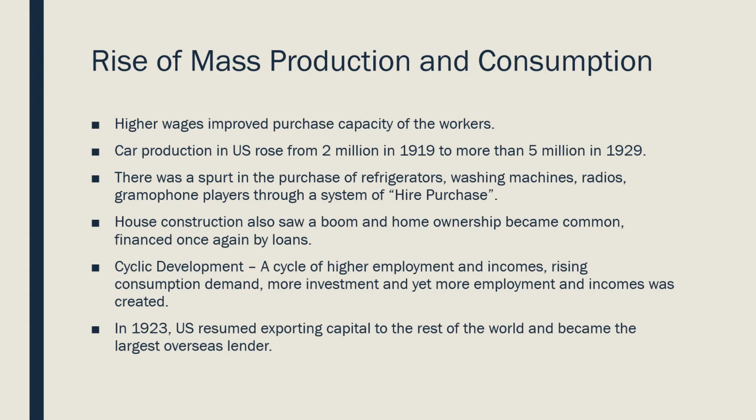Higher wages offered by Henry Ford improved the purchase capacity of the workers. We see here that car production in the US between 1919 and 1929 more than doubled. So in the US, car production rose from 2 million in 1919 to more than 5 million in 1929.